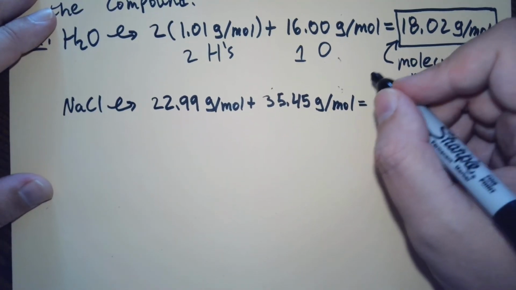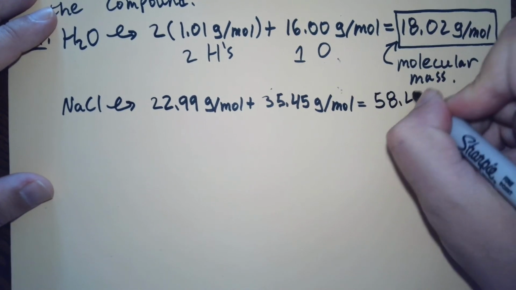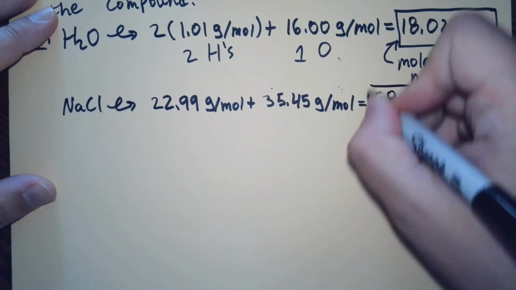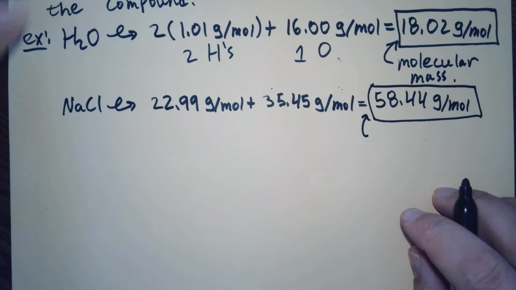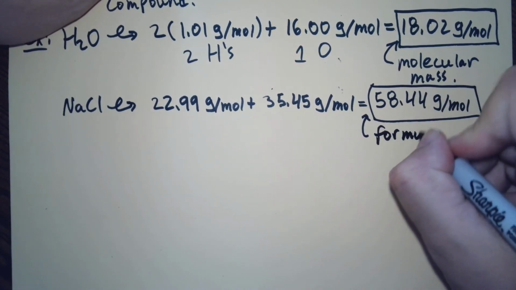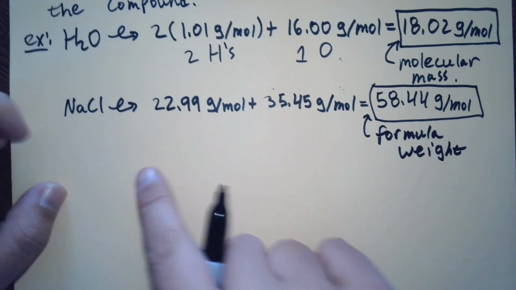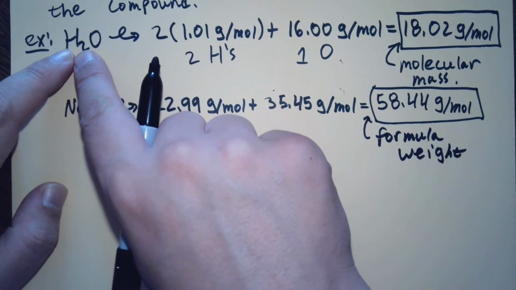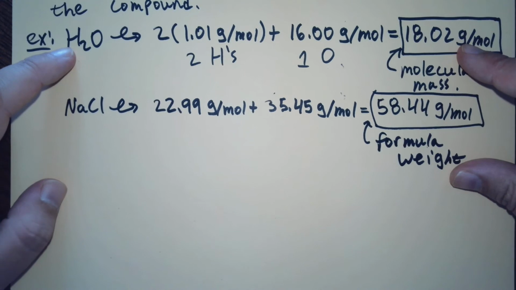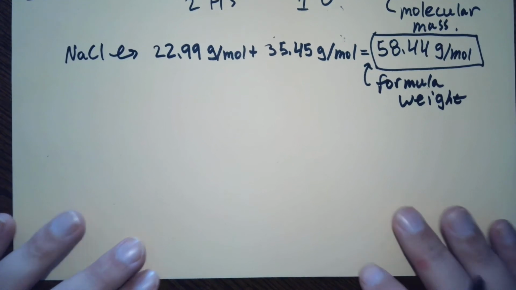That's weird. Alright, so we add the two together and we get 58.44 grams per mole. Alright, and so for an ionic compound, this is a molar mass, or we can call it the formula weight. So ionic compounds have formula weights, covalent compounds have molecular masses. These are both molar masses themselves. Just a heads up, because you see these terms get thrown around a lot, including in the homework.